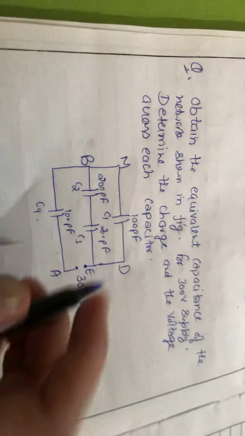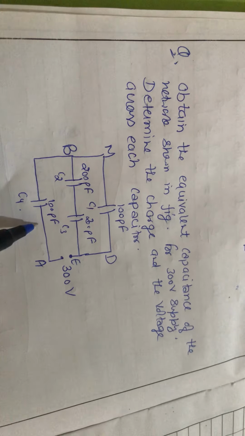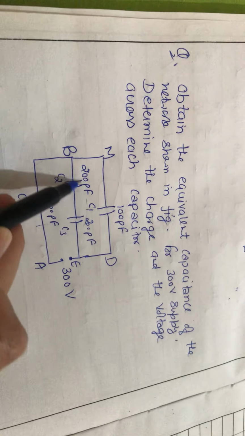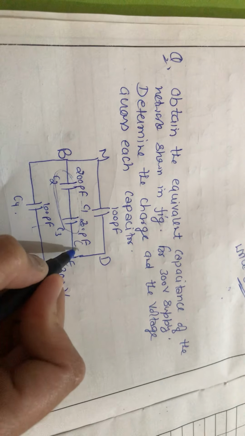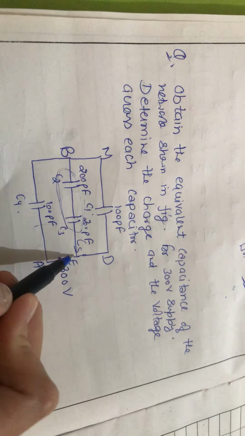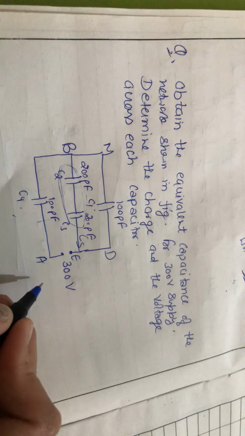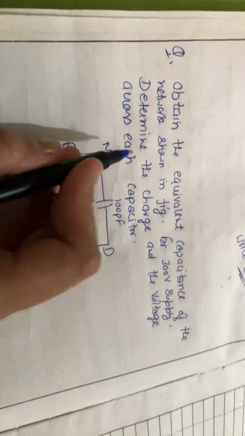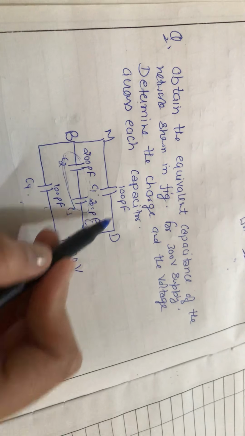The second question is, you have to obtain the equivalent capacitance of the network shown here. Again here you have these two in series. Let's say CS, and then C1, CS and C4 are in parallel. So in this way you will find the equivalent capacitance, and you also have to find the charge and the voltage across each capacitor.